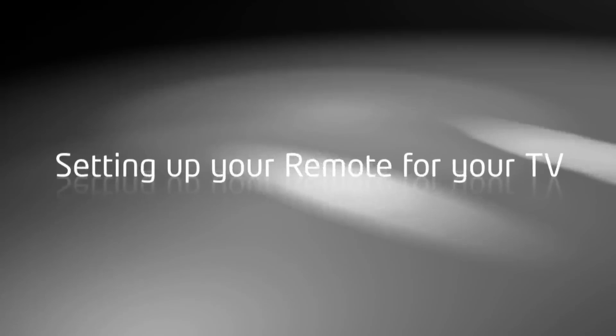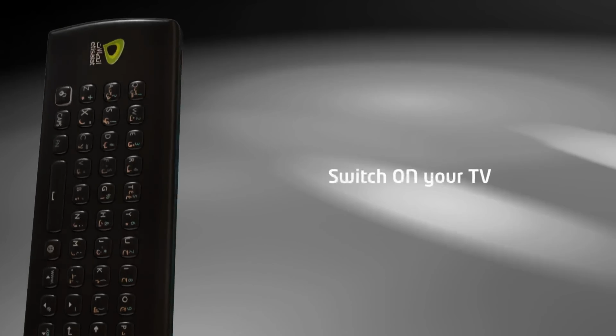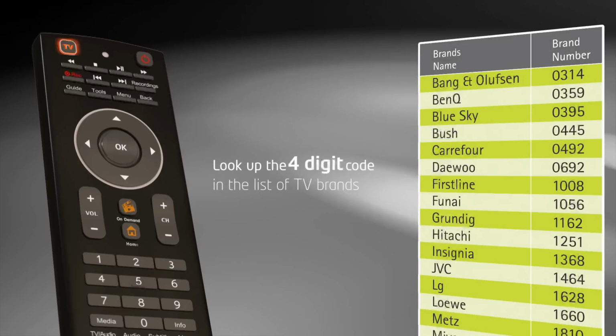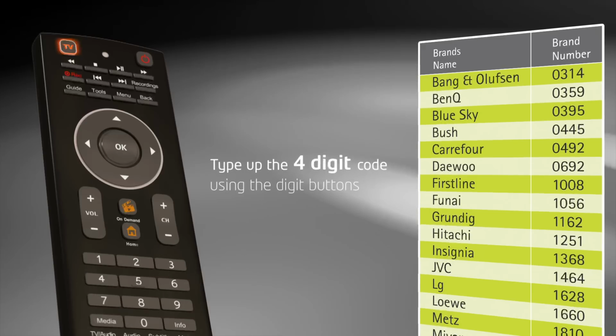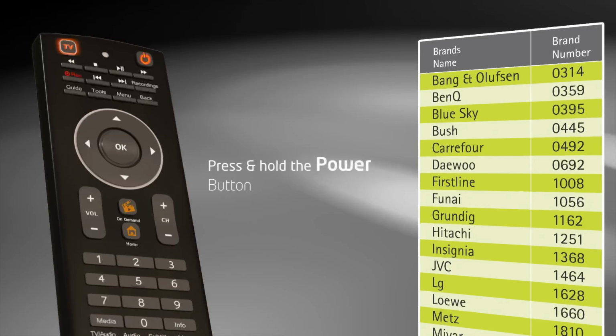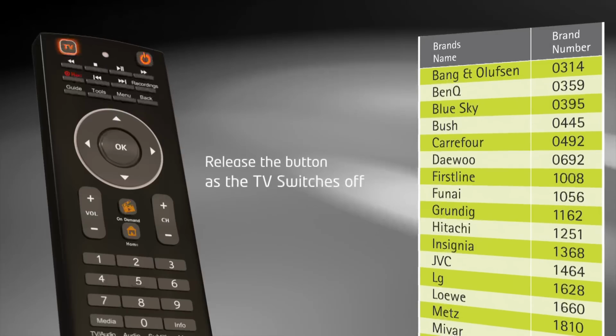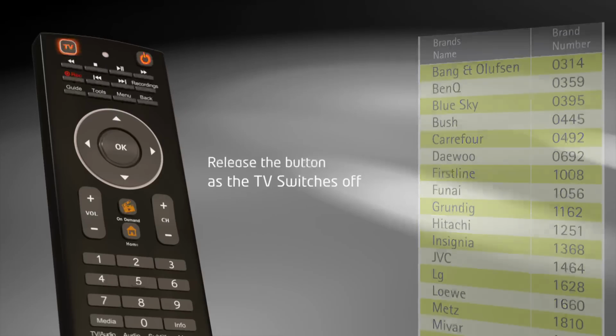Setting up your remote for your TV. Switch on your TV. Press and hold the TV button on your remote for 5 seconds. The TV button will light up. Look for the 4-digit code for your TV brand in the adjacent list of TV brands, as given in the brochure. Type the 4-digit codes using the digit buttons. Press and hold the power button. Release the button immediately as soon as the TV switches off.